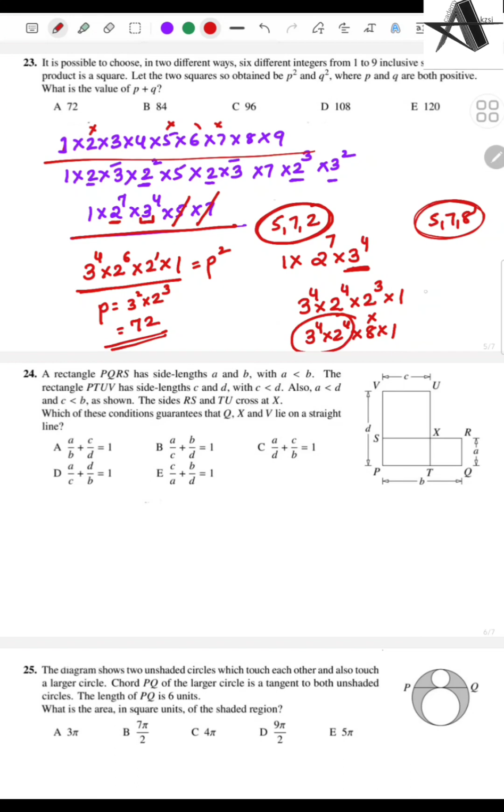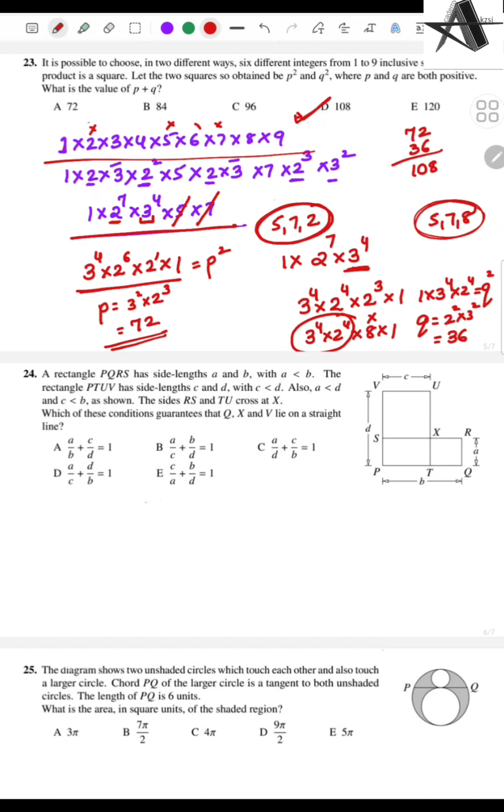This is equal to q squared. So 1 into 3 to the power of 4 into 2 to the power of 4 equals q squared. On taking the root, I'll get q equals 2 squared into 3 squared, which is 9 into 4, 36. So this is q. When I add them together, p plus q, that is 72 plus 36, will give me 108. That is D, our answer.